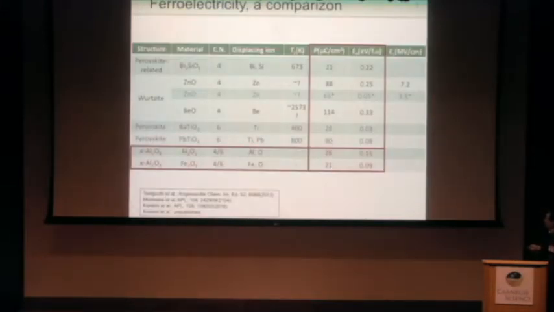And I will just show you the result of the polarization of the kappa alumina type structure for kappa alumina type alumina, and kappa alumina type iron oxide. The polarization value is 21 to 26. And the most important point is that the polarization switching energy is comparable to that of the perovskite, as I mentioned before.